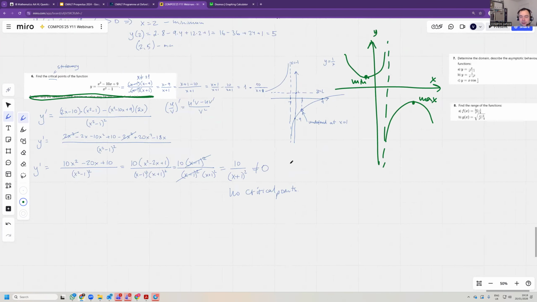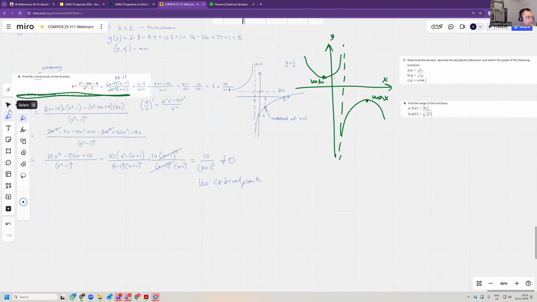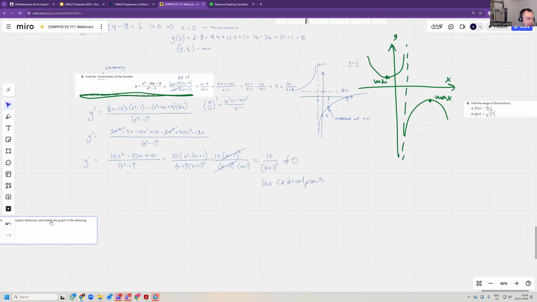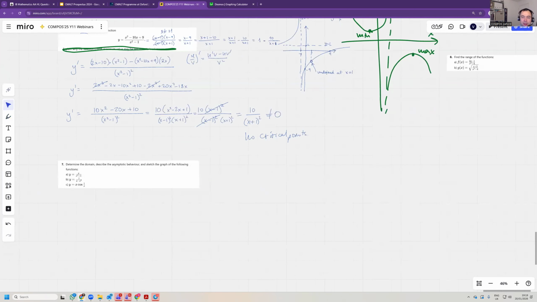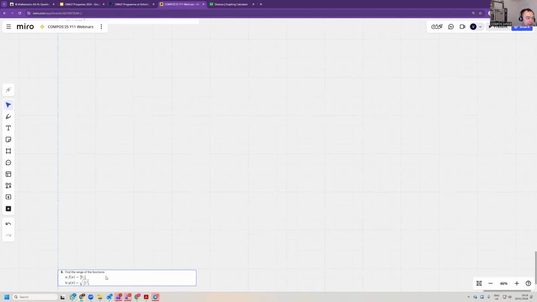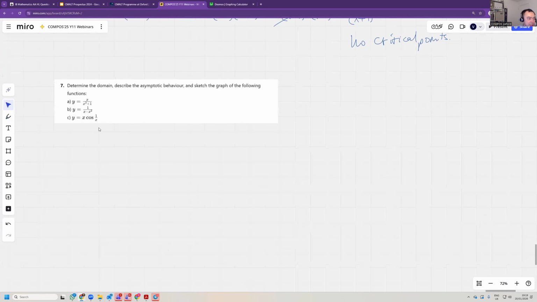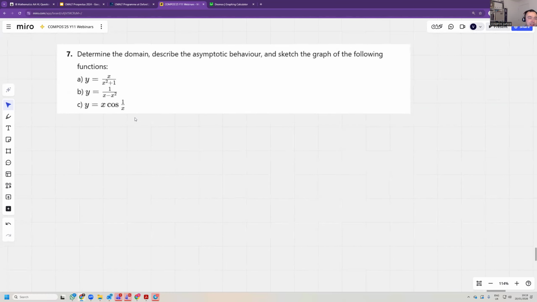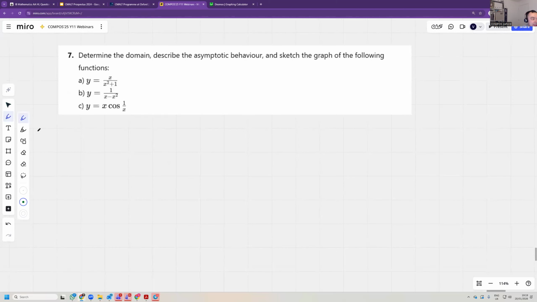And we've got two more. Oh, we might just make it. Find the range, determine the domain, describe the asymptotic behavior, and sketch the graph of the following. So this is the idea about working with functions, being able to analyze their behavior. And you always start with the domain.